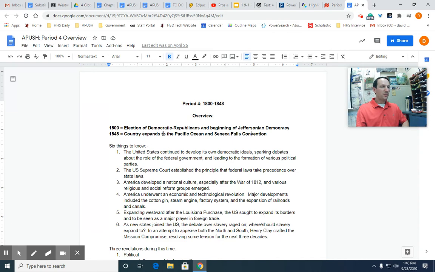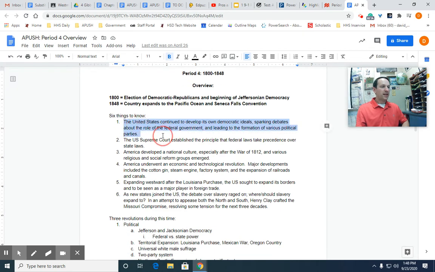Six things to know about the time period. The United States continued to develop its own democratic ideals, sparking debates about the role of the federal government and leading to the formation of various political parties. So you had the Democratic Republicans and the Federalists. Eventually, the Federalists are going to fall by the wayside. There's going to be a Whig party, and the Democratic Republicans are going to transform into the Democrats. So the party systems are changing.